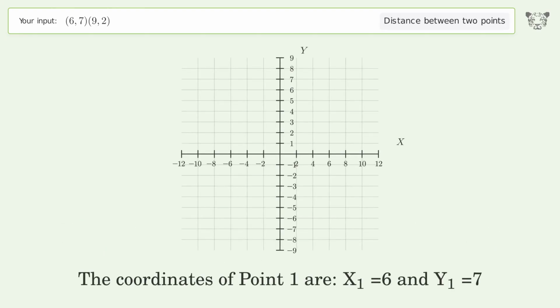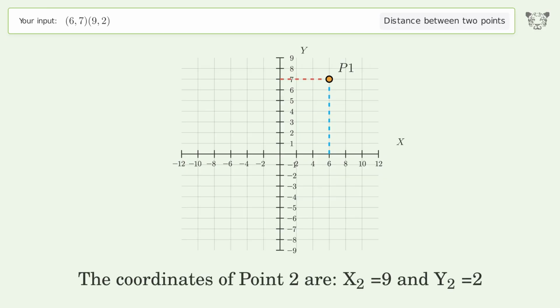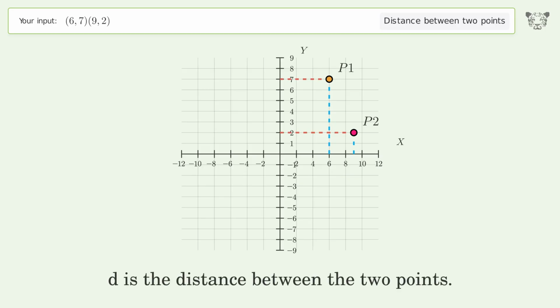The coordinates of point 1 are x1 equals 6 and y1 equals 7. The coordinates of point 2 are x2 equals 9 and y2 equals 2. D is the distance between the 2 points.